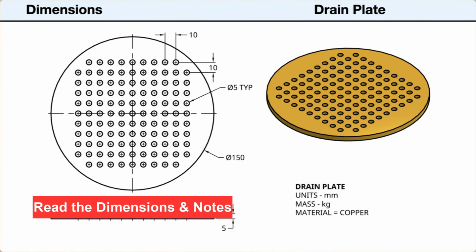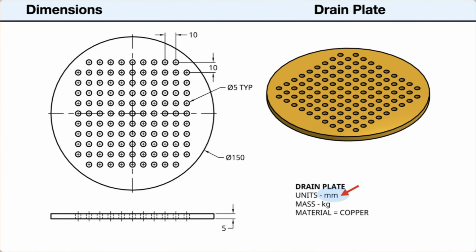Next, we will look at the dimensions and notes. First, the measurement units are in millimeters. The material thickness is 5 millimeters. The outside diameter of the plate is 150 millimeters. The hole size is 5 millimeters. This is the typical size of all of the holes. The distance between the holes in the pattern is 10 millimeters, measured center to center both horizontally and vertically. The hole pattern is centered on the plate. The material is copper. The mass is measured in kilograms.